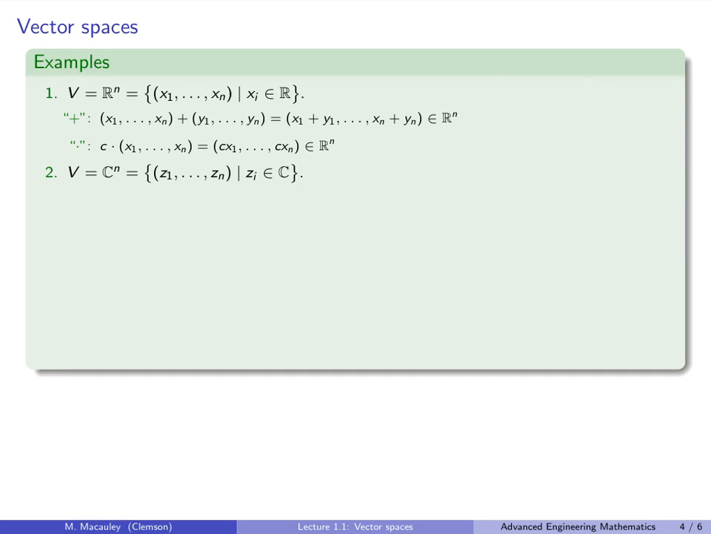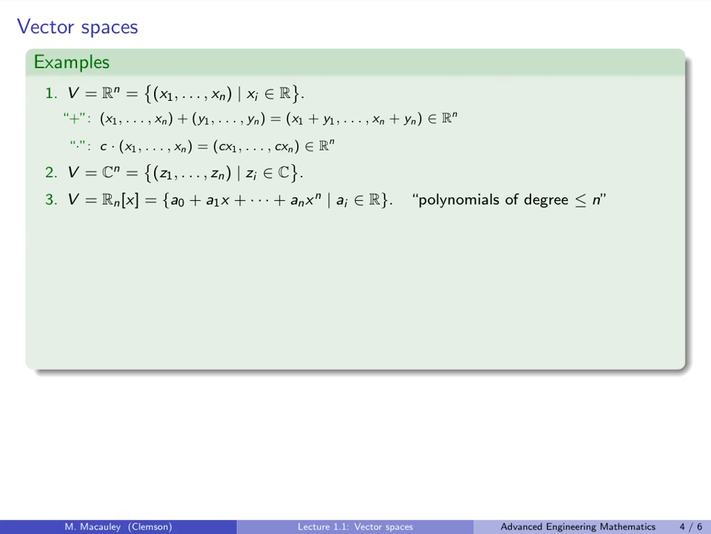Next, C^n. That's the same thing as R^n, but the entries are now complex numbers. I'm not going to check the same two properties, but it should be pretty clear that this set is closed under addition and scalar multiplication. And here I should say that our set of scalars is usually assumed to be the complex numbers, not the real numbers.